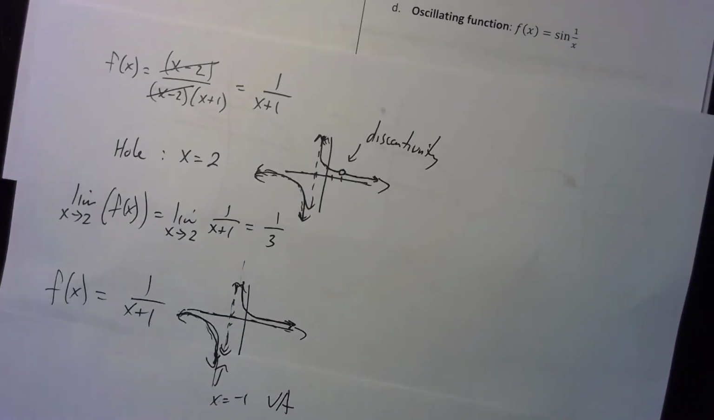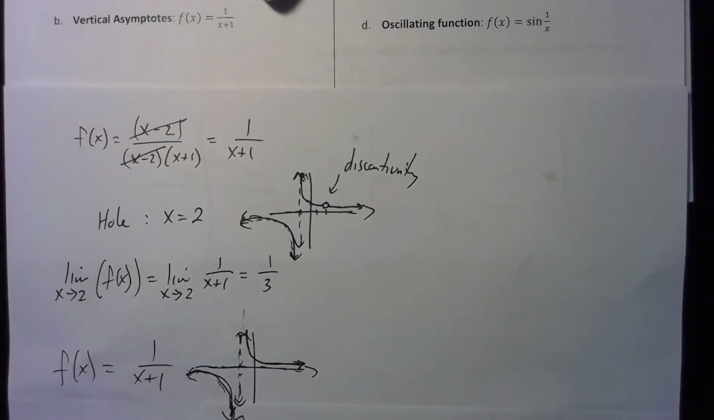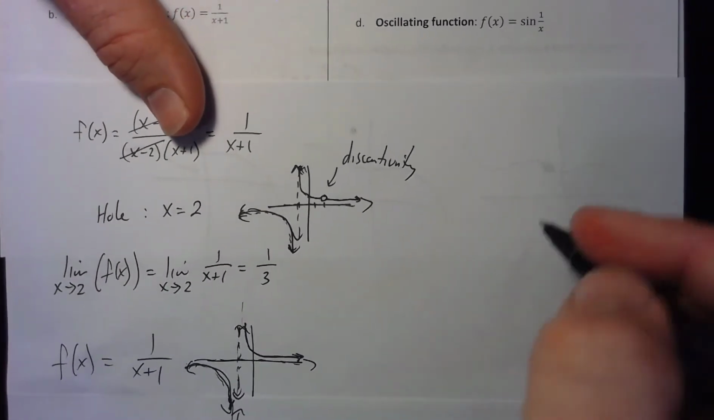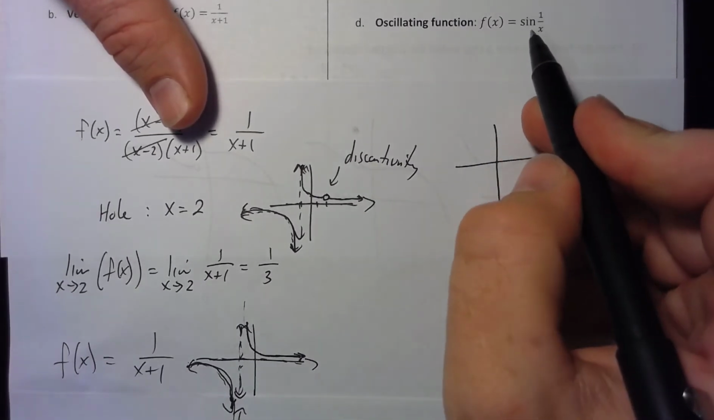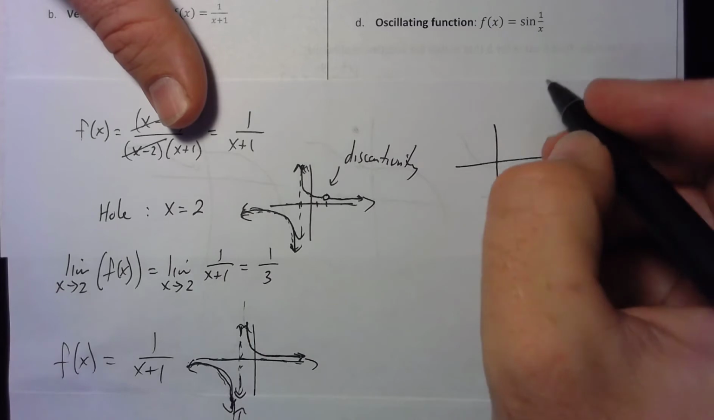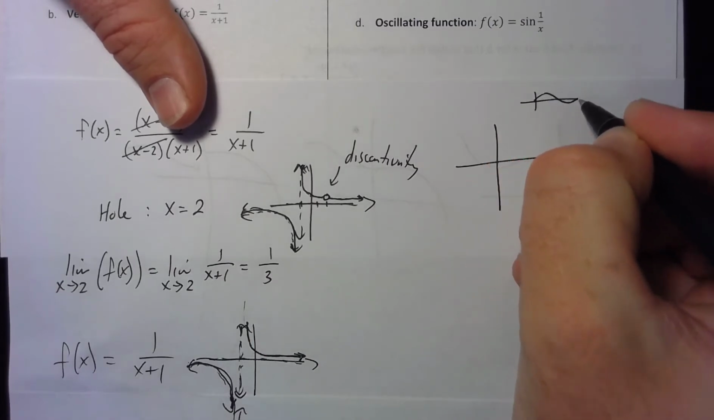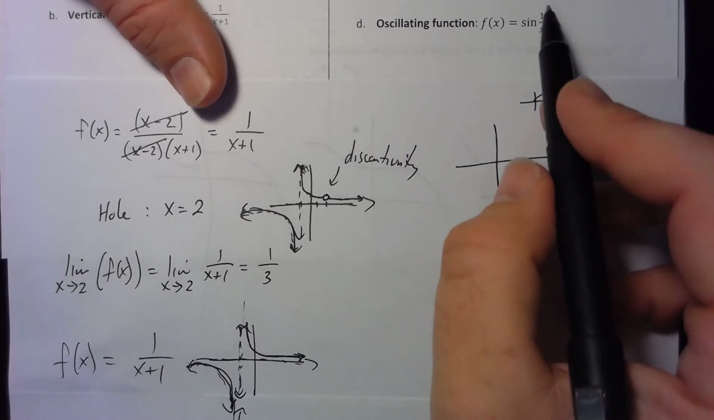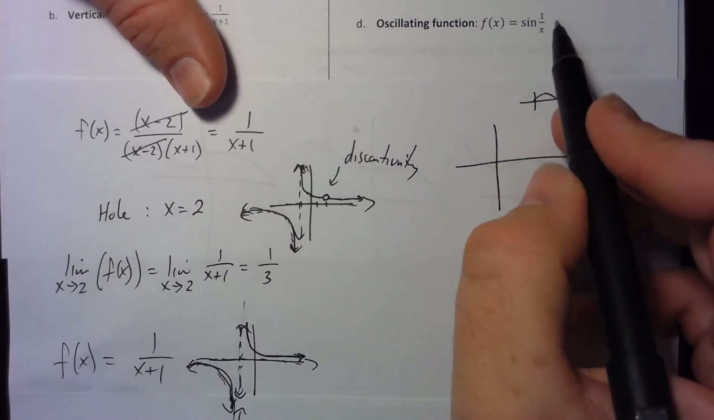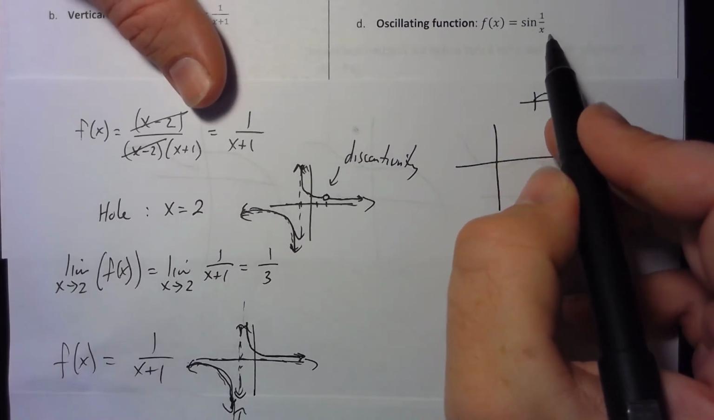The last function is the oscillating function. Oscillating functions are very, very unique in terms of the way that they behave. The oscillating function, for this case, is not an oscillating function in and of itself, like the simple sine function, which is continuous, going on forever and ever and never slowing down. The problem with this function is that you can't plug in 0. You'll notice that it's sine of 1 over 0.